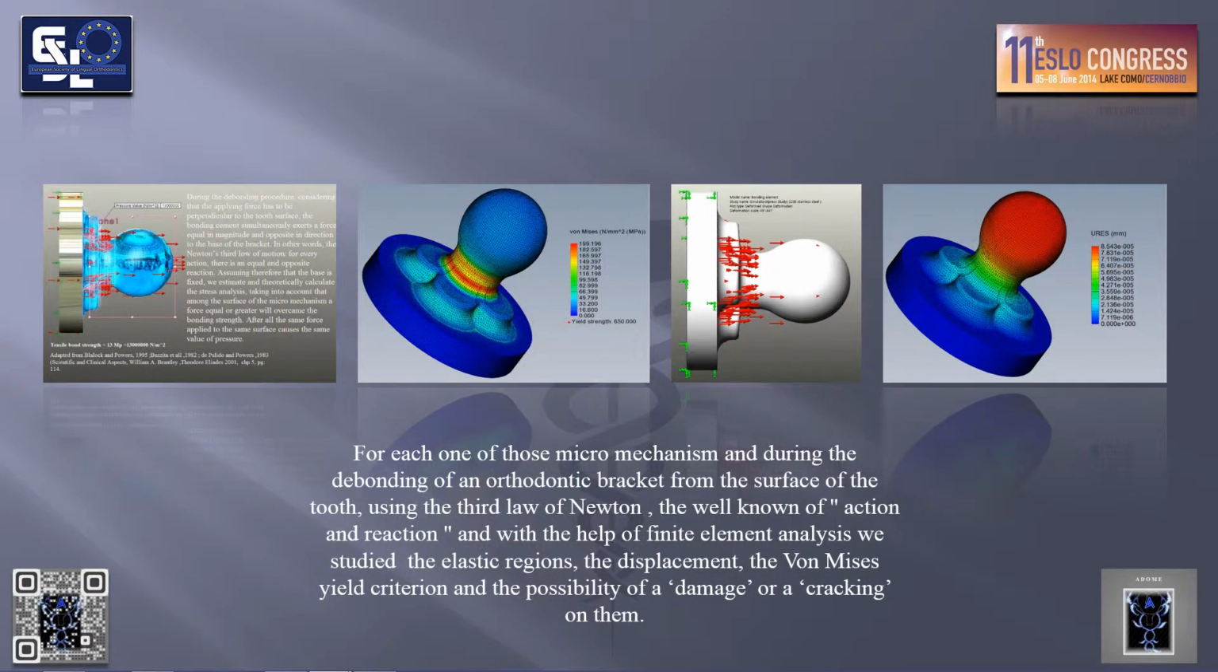For each one of those micro-mechanisms, during the debonding of an orthodontic bracket from the surface of the tooth, using the third law of Newton, the well-known action and reaction, and with the help of finite element analysis, we studied the elastic regions, the displacement, the von Mises yield criterion and the possibility of damage or cracking on them.